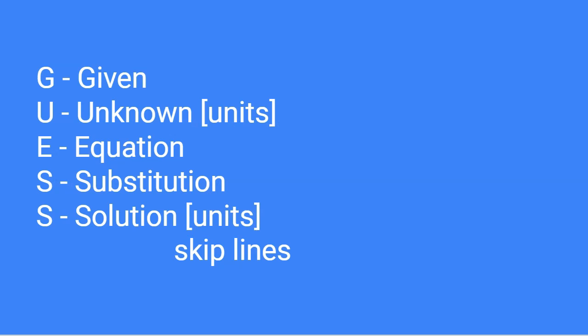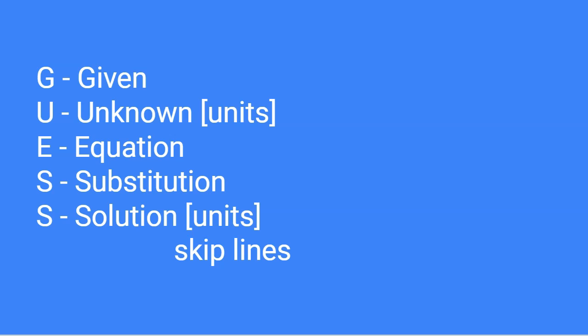So when you're showing your work for me in this class, we're going to use the GUESS strategy. What that means is you're going to list everything that's given and any constants that you know, including the units with those. So you can start out with what you already know before you start working the problem. The U stands for unknown, and you're going to include units with this. This is what you're trying to solve for. Sometimes there may be more than one.